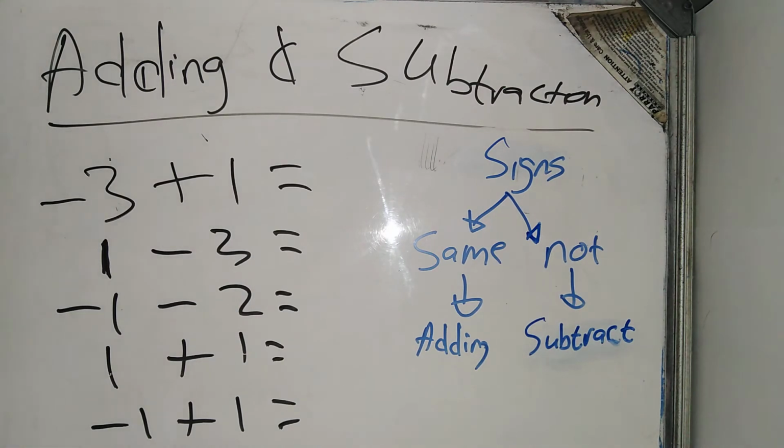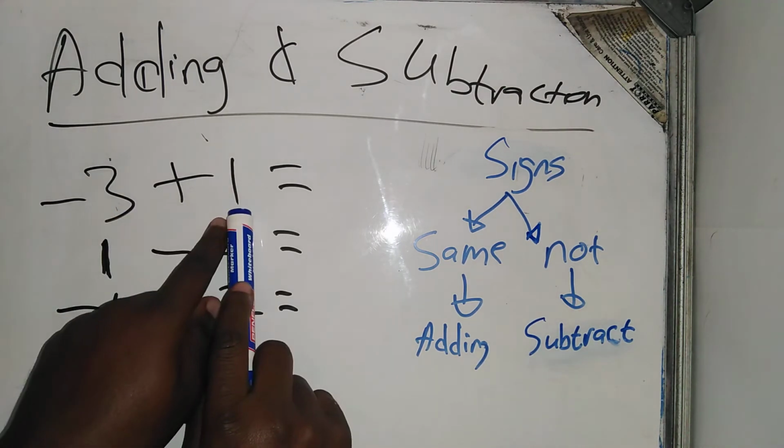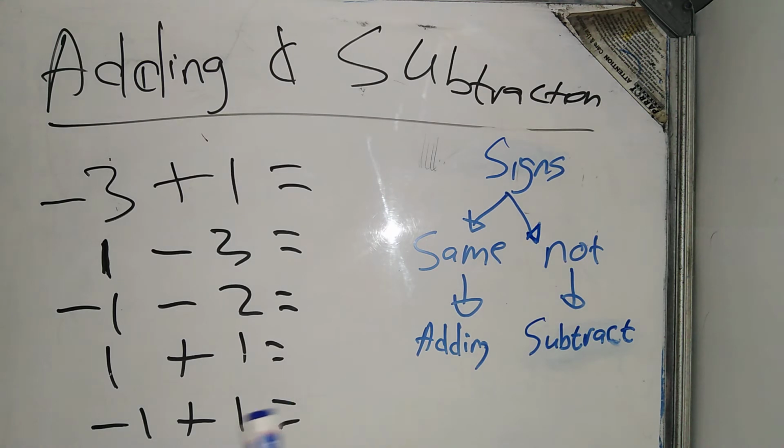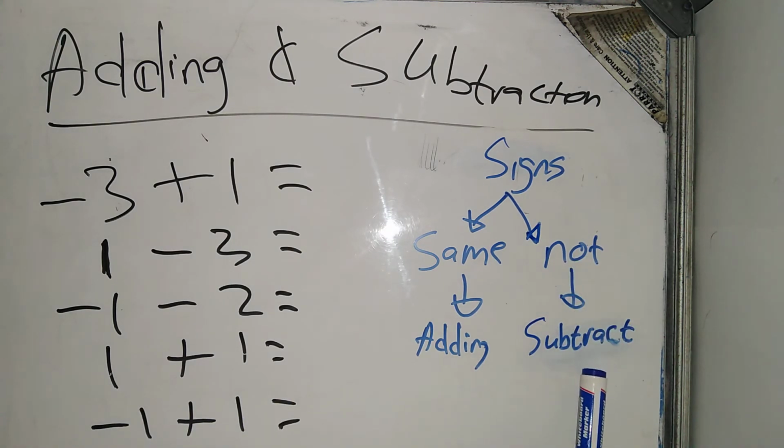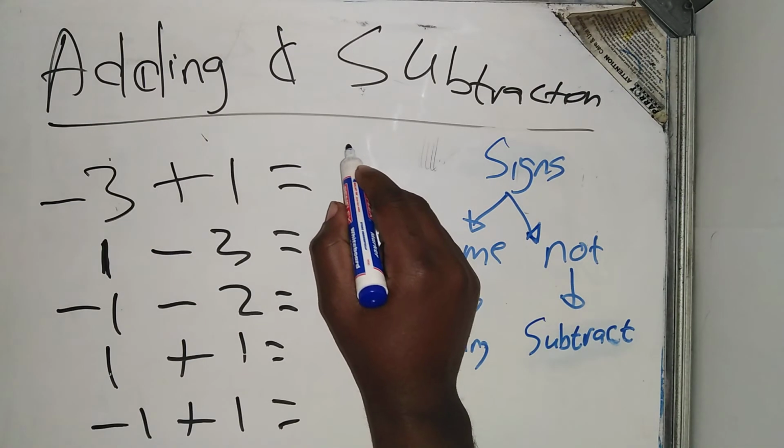Now let's look at this one. What is the sign of? It's minus and then it's plus. It means the signs are not the same. So what do you do? You subtract. So if you say 3 minus 1, what do you get? You get 2.